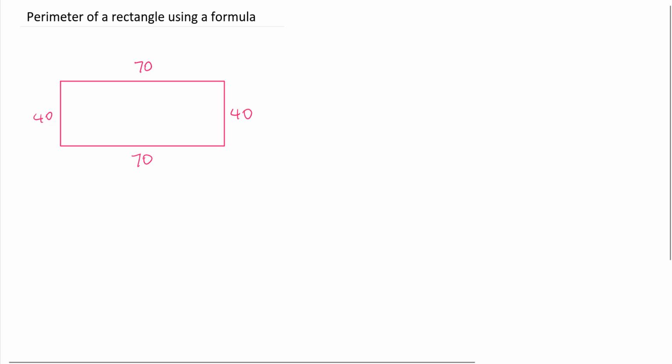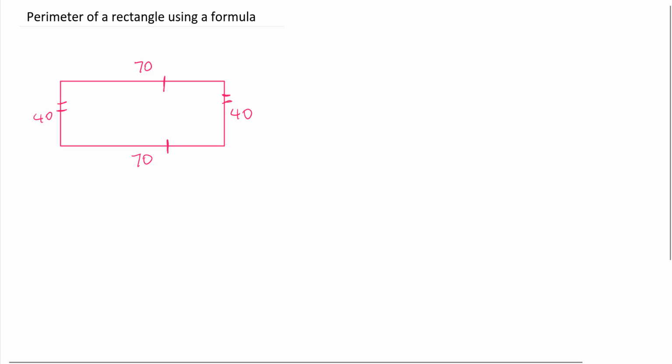Today we're going to look at the perimeter of a rectangle using a formula. So first of all, let's just determine how we know that the shape we've got is a rectangle. A rectangle has four sides, but two sides that are opposite are the same in length, and these two sides which are opposite are also the same size in length. So you can see I've got this side here is 70, this one 70, 40 and 40.